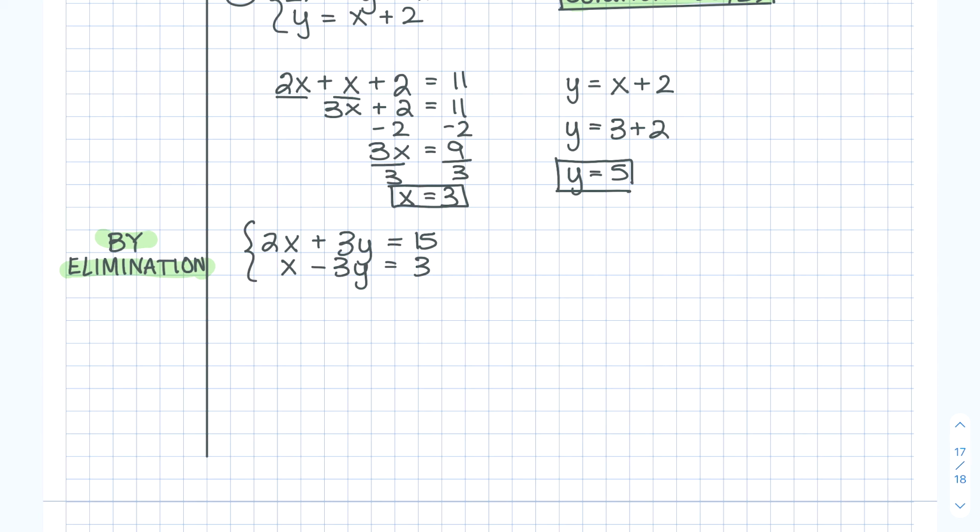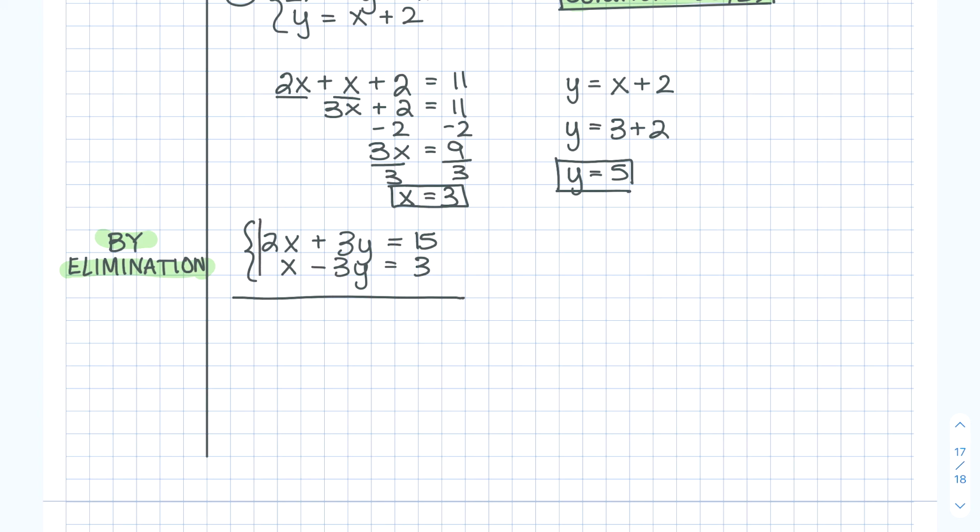Now you notice that positive 3y and negative 3y are opposites, right? Positive 3y minus 3y is 0. So whenever you see pairs like this that can cancel each other out, we're going to use the elimination method. The way it works is we are just going to add or subtract whatever we see. We're basically going to combine like terms vertically, like this. This is what I mean by that. I'm going to draw a line right here.